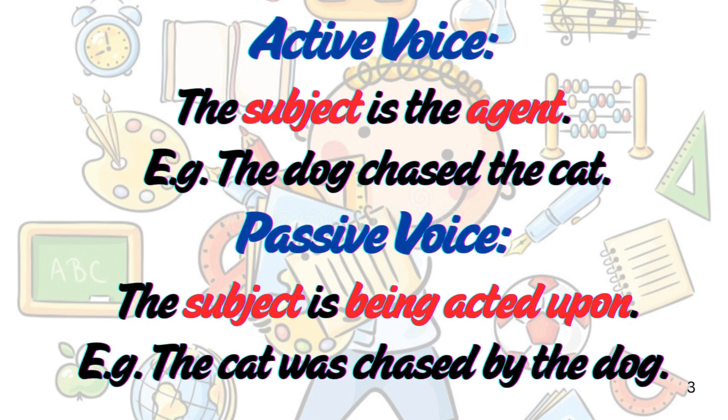In the passive voice, the subject receives the action of the verb. In other words, the subject is being acted upon. A good illustration for this: the cat was chased by the dog. Here, the cat is the subject, but it's receiving the action of being chased.